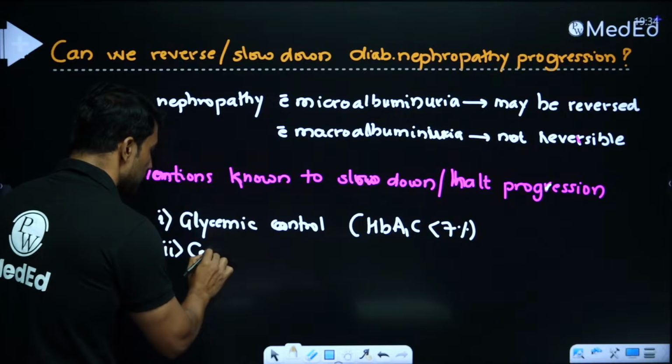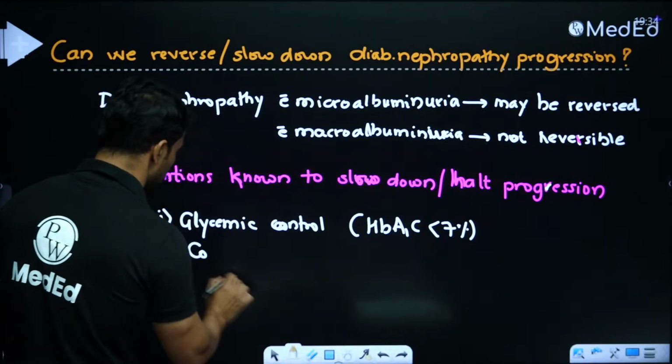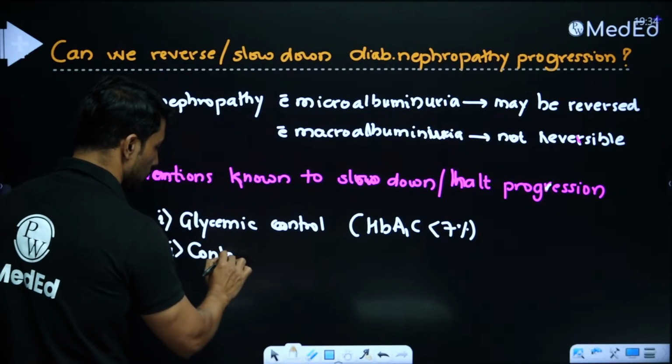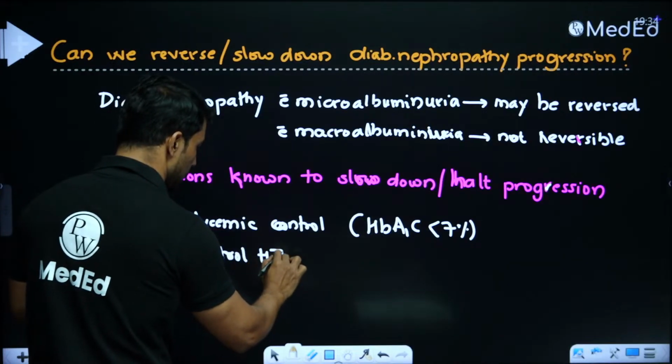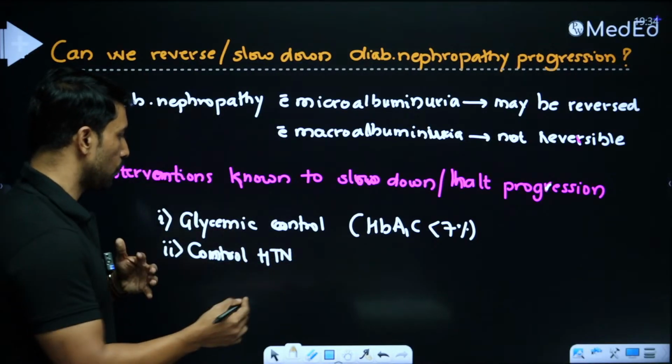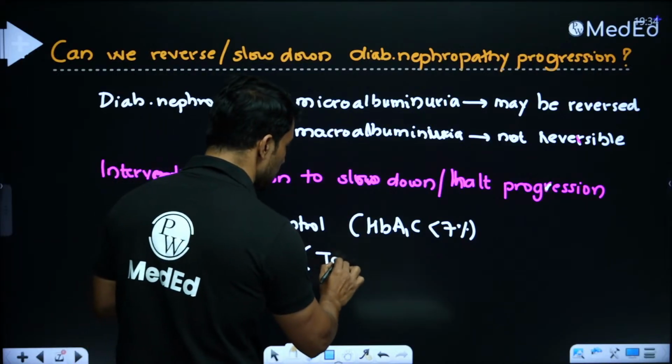If they have comorbidities, we just learned that the presence of hypertension worsens the situation. So control hypertension. Control hypertension. So if I have to control hypertension, what is the target BP? This is an MCQ that has been asked.